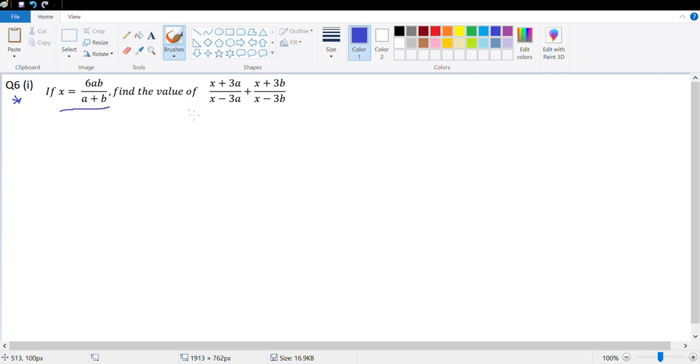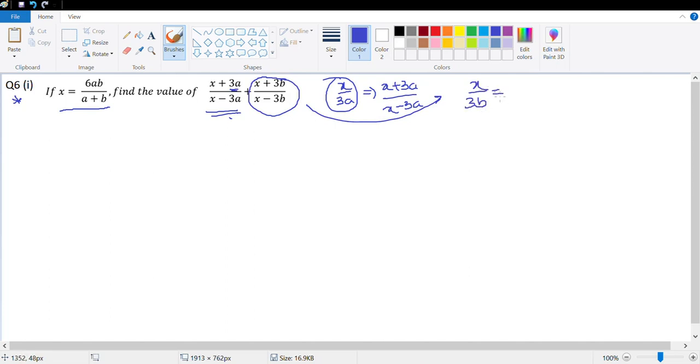We need to find the value of x plus 3a, which means I need somehow x upon 3a, because this will give me x plus 3a upon x minus 3a. Right? This term will come from x upon 3a. Yes, that's correct. For this term, I need x upon 3b, because if I use componendo and dividendo, I will get x plus 3b upon x minus 3b. I hope this logic is clear.